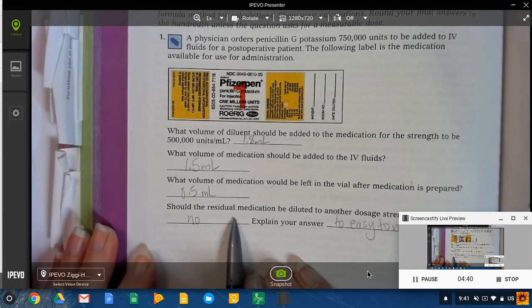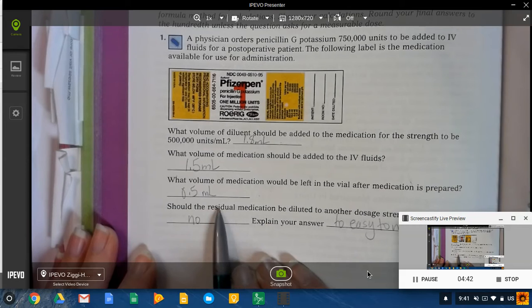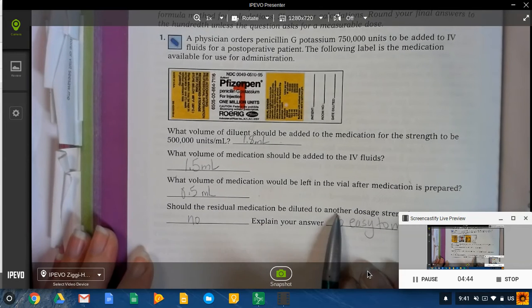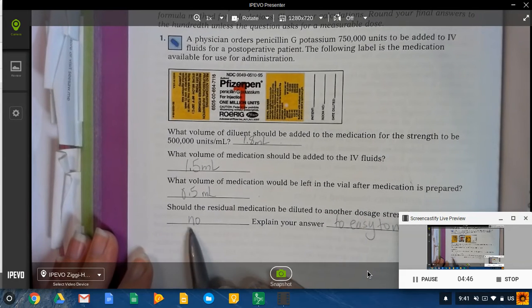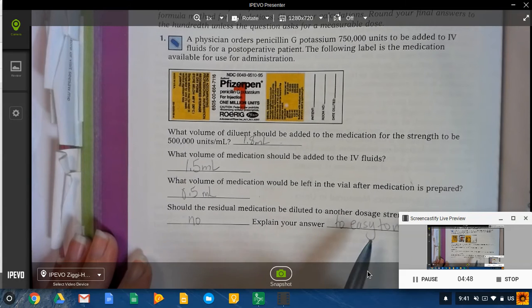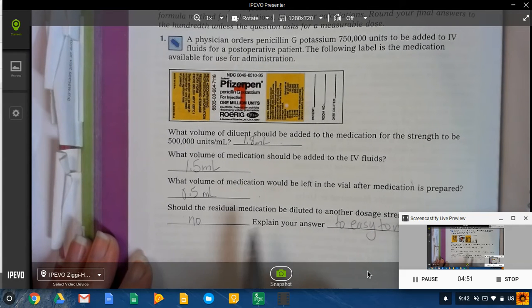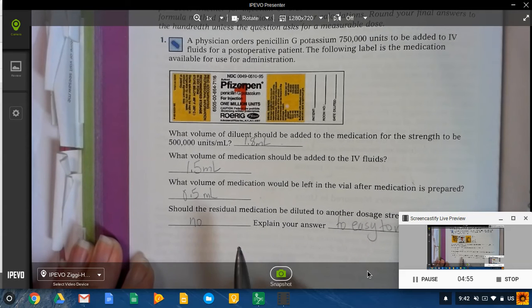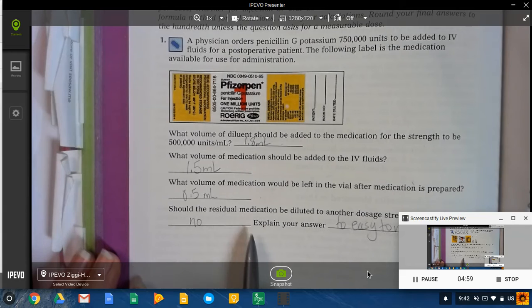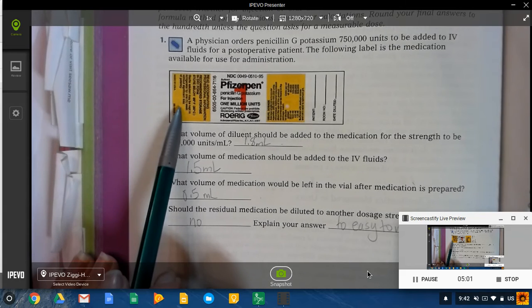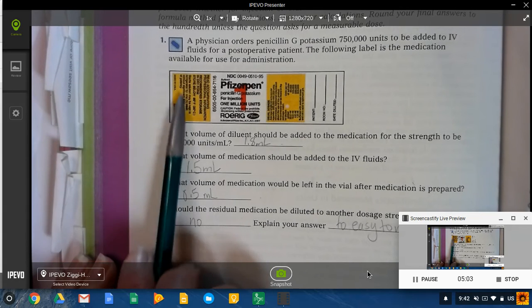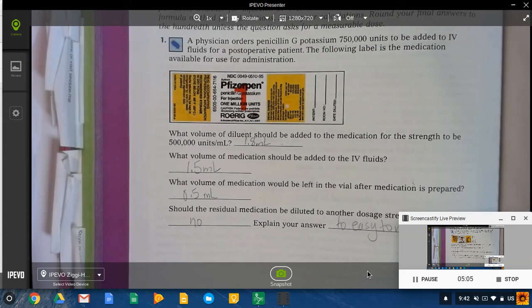Now, whatever's left, should it be diluted to another dosage strength? You should not do that because it's too easy to make another mistake. You should start over if you need something different and only use this if you need it in this strength. And of course, within the usable date, which tells you here.